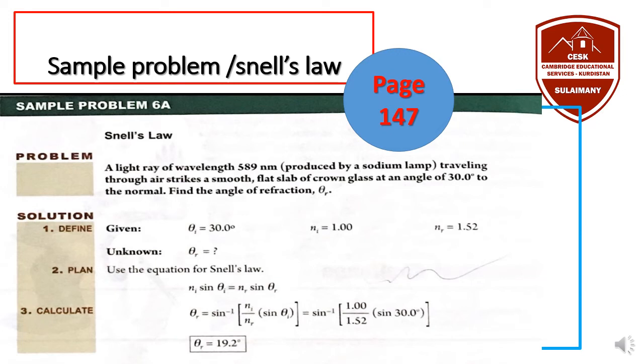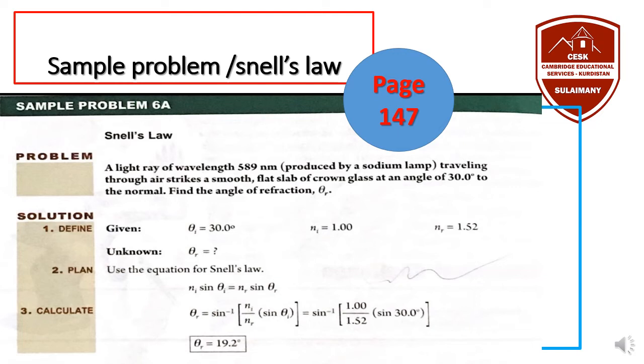Plan. In this subject, we have one plan, we have one rule. This is the equation for Snell's law. Combine 4 factors, 1 factor unknown. Look here, Ni sine theta I equal Nr sine theta R. No problem if you say N1 theta 1 and N2 theta 2, no problem. Okay.